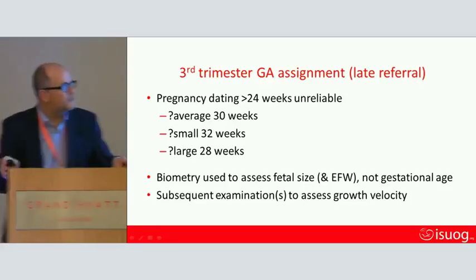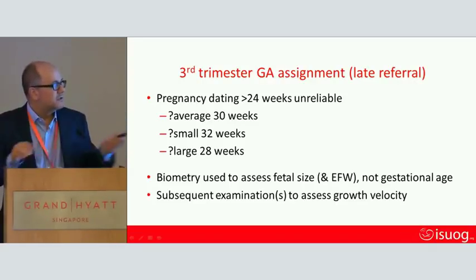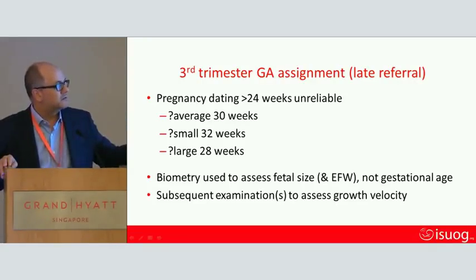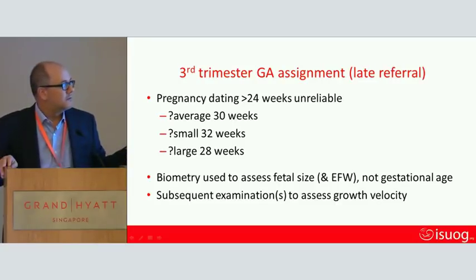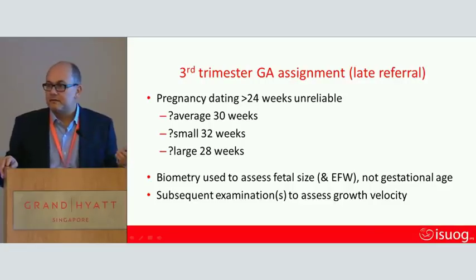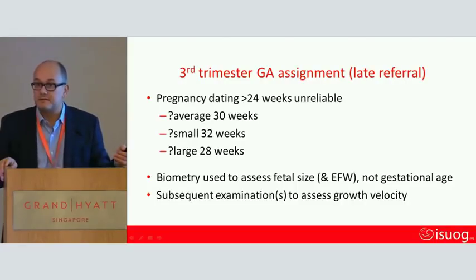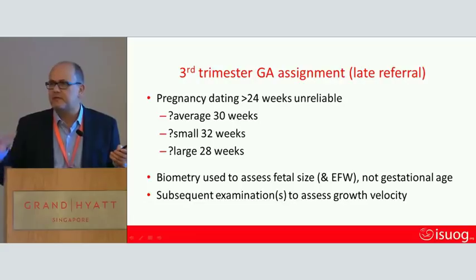So you need to be very careful, because if you had an average baby that was 30 weeks gestational size, but if it was a small baby, it could be a small baby that measures 30 weeks. It's actually 32 weeks. Or the woman could be 28 weeks and the baby's overgrown because of diabetes, for example.